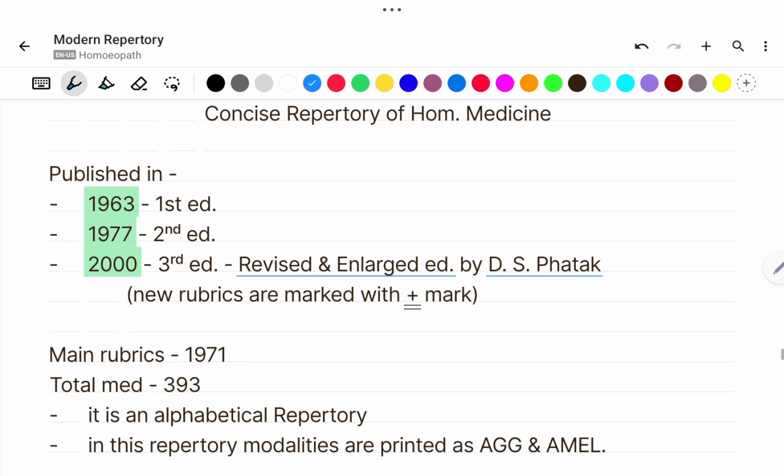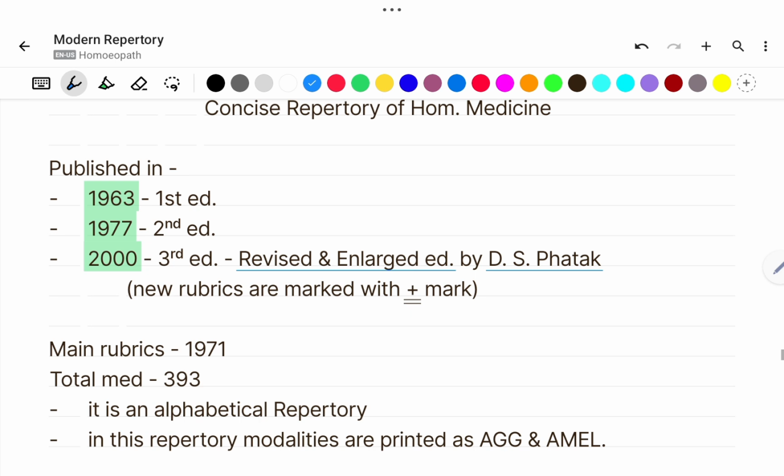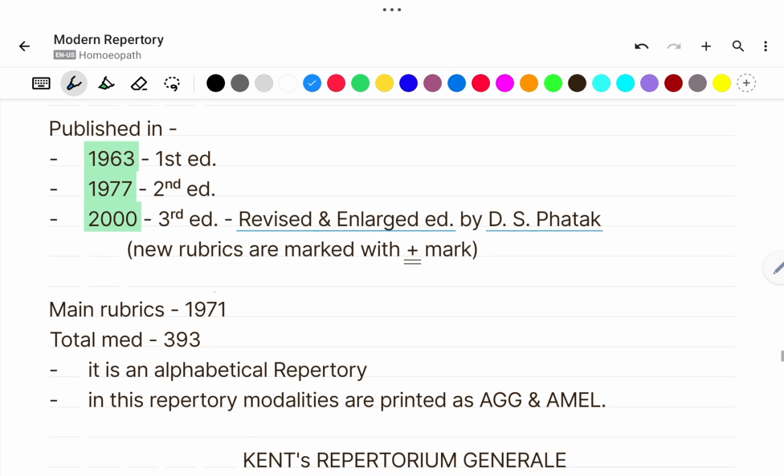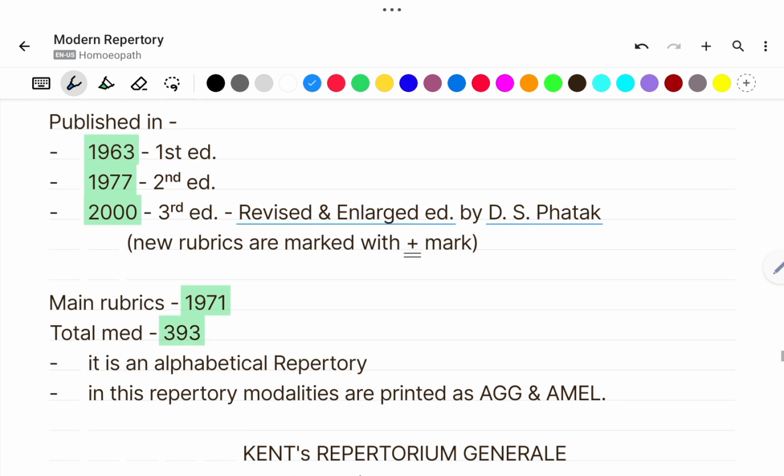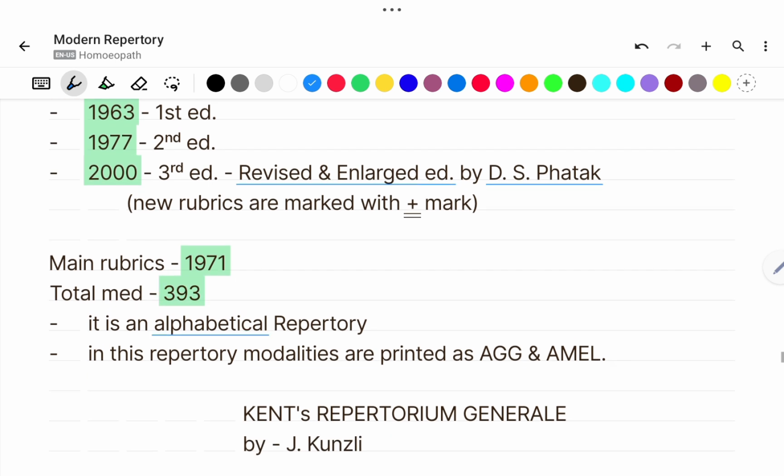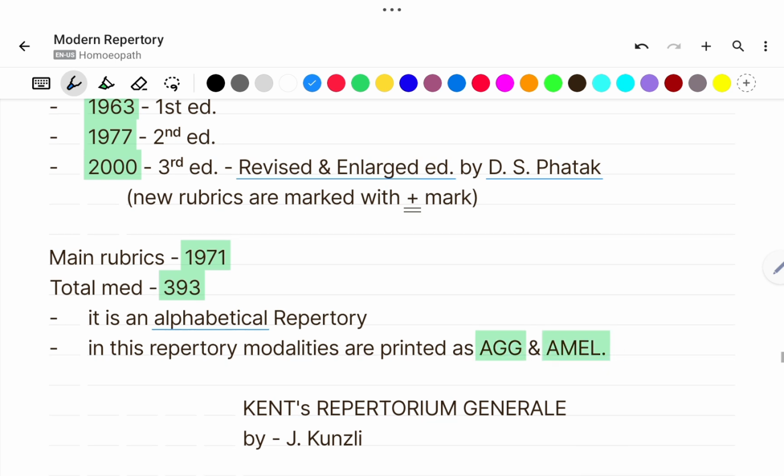New rubrics are marked with plus mark. In this repertory, whenever any new rubric is introduced, it has a plus mark with it. Total number of main rubrics are 1971. Total medicines are 393. And the repertory is arranged alphabetically. In this repertory, the modalities are printed as aggravation and amelioration in capital letters.